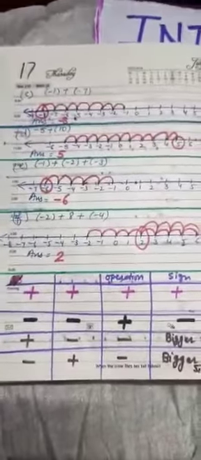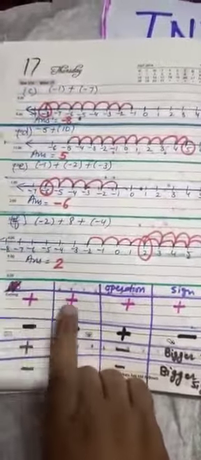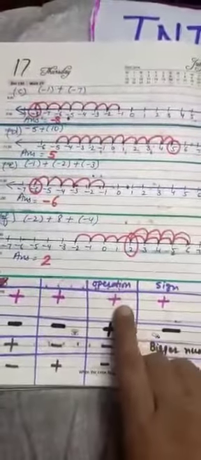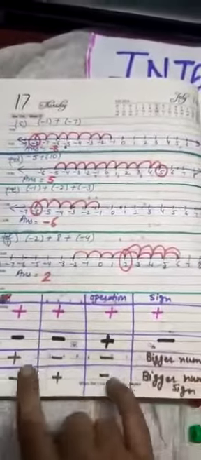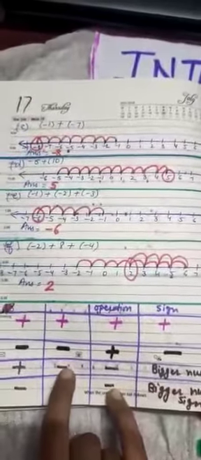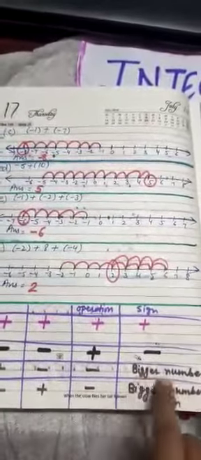Our third question of exercise 6.2 is based on this table. You have to understand this. When you have two positive integers, what will you do? You will do the operation plus and the sign will be positive. And when you have two negative integers, you have to add the numbers, and the sign will be minus. And when you have one positive and one negative integer, you have to subtract, and the sign of the answer will be the bigger number's sign.